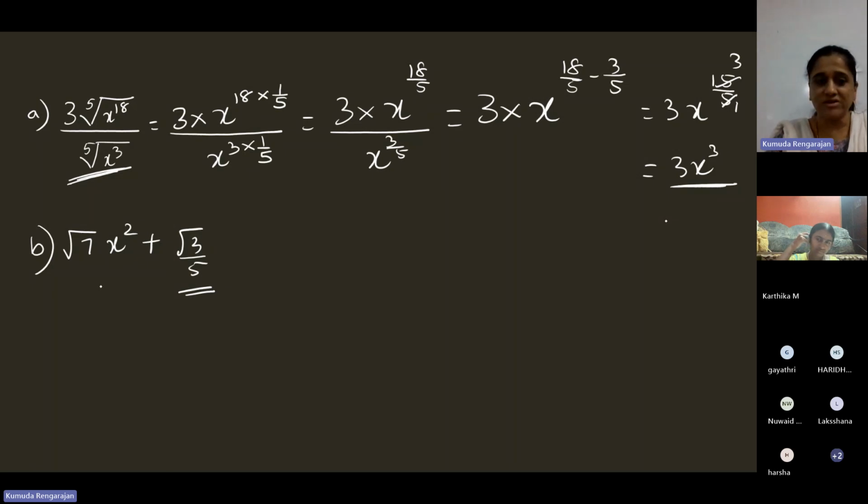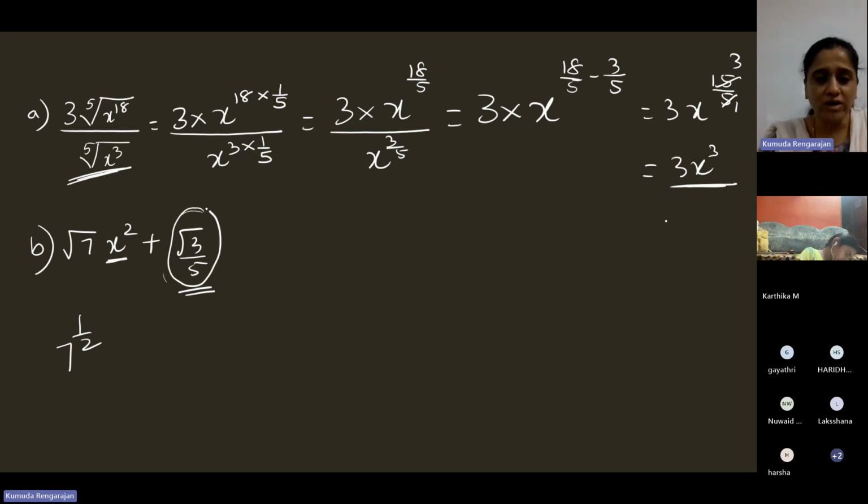Now in the second option, root 7 is not a variable. It's not x, y, z there. So you don't have to write that as 7 to the power 1 by 2. That's a constant, root 7. So you don't have to simplify anything there. X is the variable and the power is 2, which is a whole number. So we are able to identify the power of the variable involved. What's the variable here in the second one? X. What's the power of x? 2. Whole number.